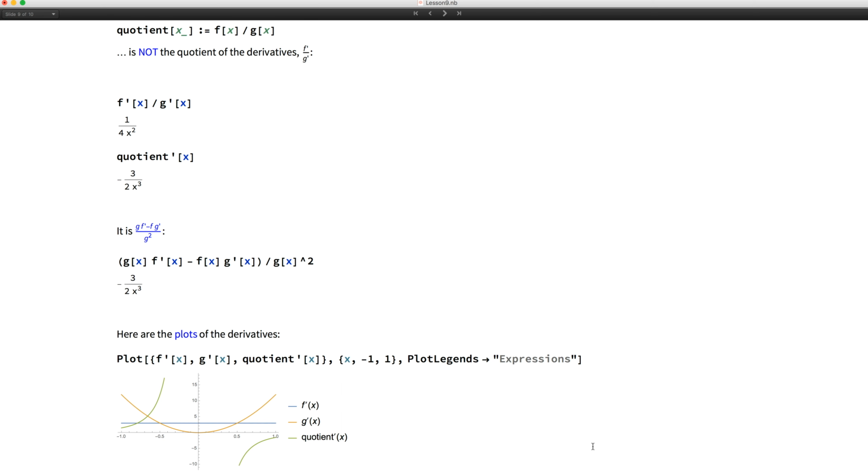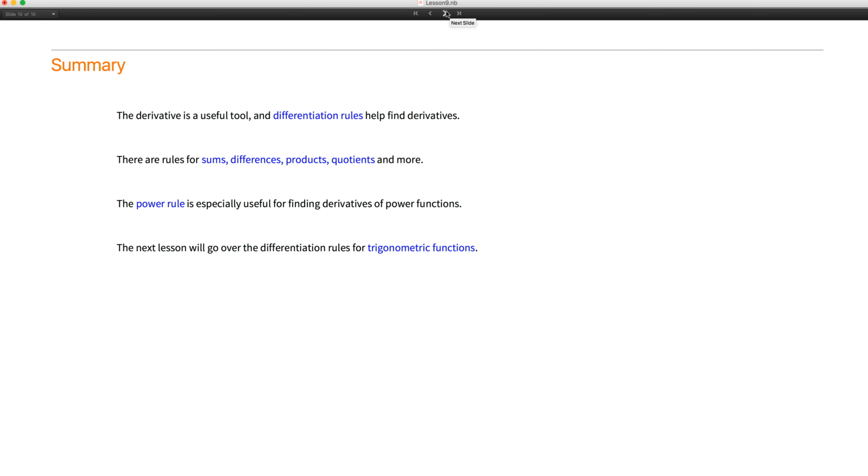So we've learned the sum rule, the difference rule, the product rule, and the quotient rule, and in fact, that brings us to the end of today's lesson. So the point is that yes, derivatives are useful, but it is only when you have the rules for differentiation that you can actually use them effectively in practice. So you do need to know all the rules we learned today. So there are rules for sums, differences, products, and quotients. And of course, the simplest rule is the power rule, which lets you find the derivative of things like x squared and x cubed and other powers of x.